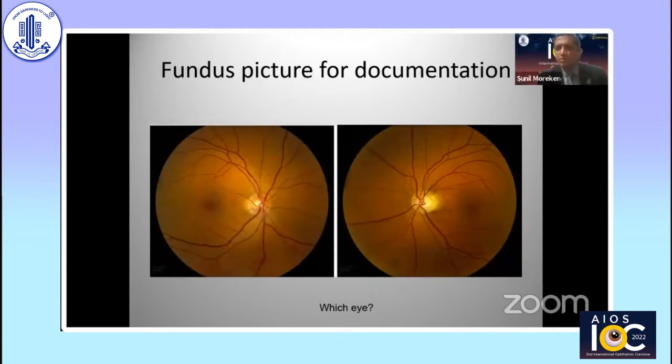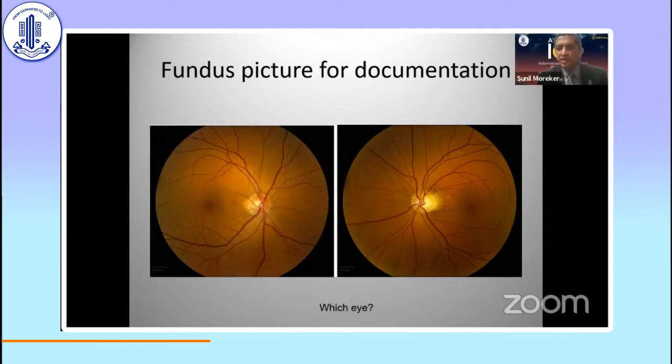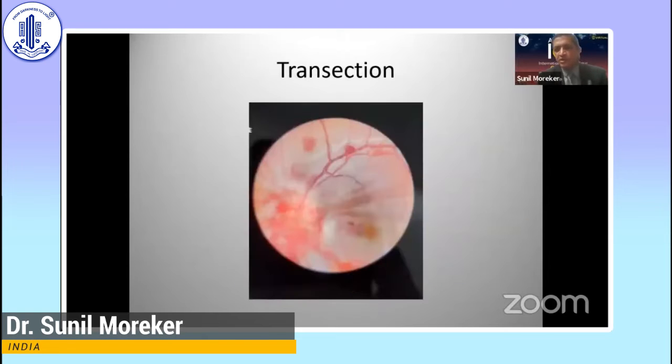You look at the fundus picture, which is very important. This is just a quiz for students when I take lectures there. You may realize how to look at the fundus, how to document it, and how to figure out that there is a traumatic optic neuropathy. This is outright clear. It is a transection.